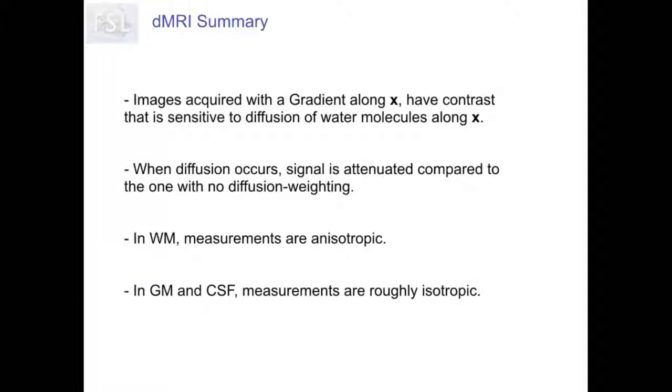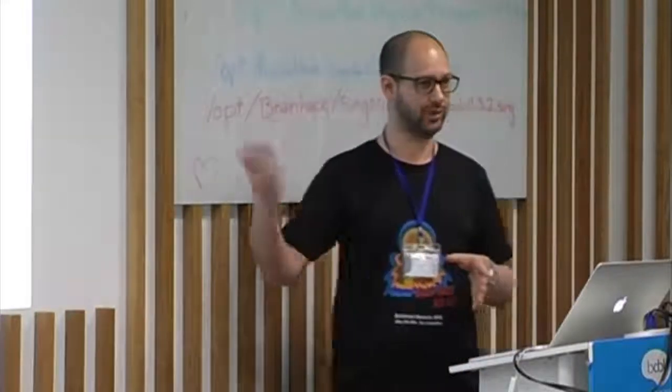So, to give you just a brief summary of what we discussed as a brief diffusion MRI introduction, the images that you acquired, like I said, with a certain gradient encoding will show contrast along the same gradient encoding direction. When in that spatial location you have a certain amount of diffusion, the signal is going to be reduced with respect to your baseline. Crucially, in white matter the measures are anisotropic because of the axonal background that we have, and in gray matter and CSF we talk about isotropic diffusion.